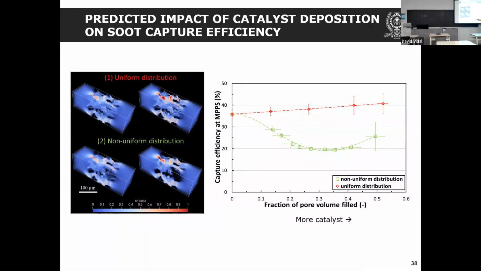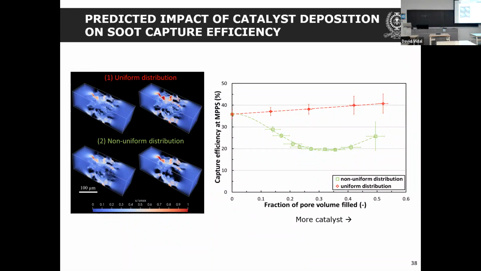What you see here is that we fill the pore space with catalysts, and this is the capture efficiency of the soot particles. I look at the red line and say, yes, this is exactly what I expect. You put more and more catalyst into the pore space, so you kind of plug the pore space, and the efficiency of capturing the soot should be higher. It's increasing, as I would expect. And then the non-uniform profile is decreasing. To me, this was very counterintuitive.